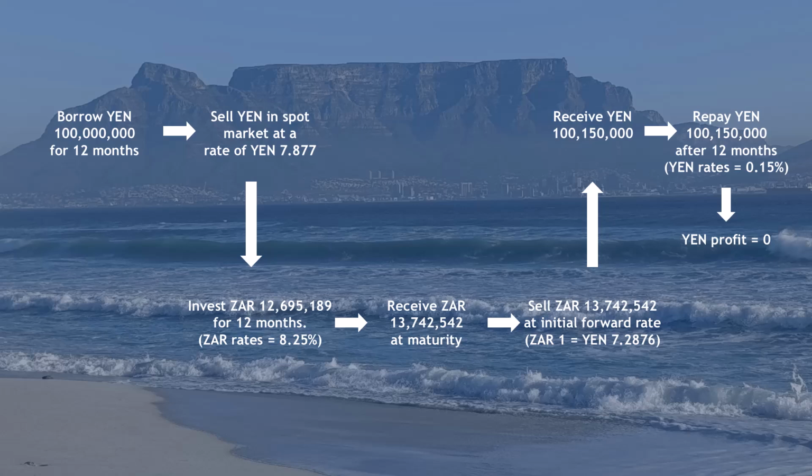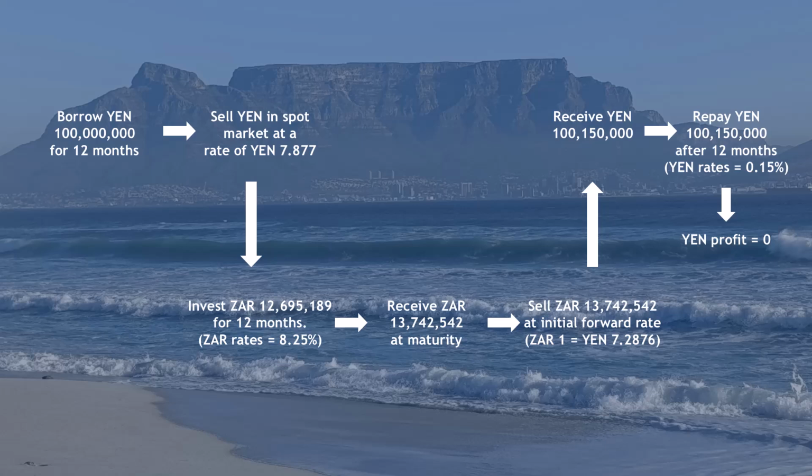So using the previous figures, if the investor had agreed to sell the proceeds of their rand investment at the initial forward rate, then they would receive back 100,150,000 yen. Admittedly, there is an element of rounding in my calculation. So what does this mean? Hedging a carry trade would result in zero profit or loss. If the investor wishes to earn a profit, then they must leave the position unhedged and hope that nothing will happen. That is, that the exchange rate will remain stable.